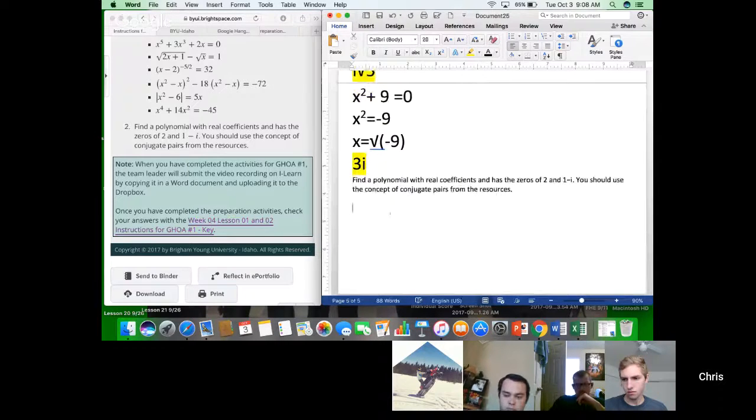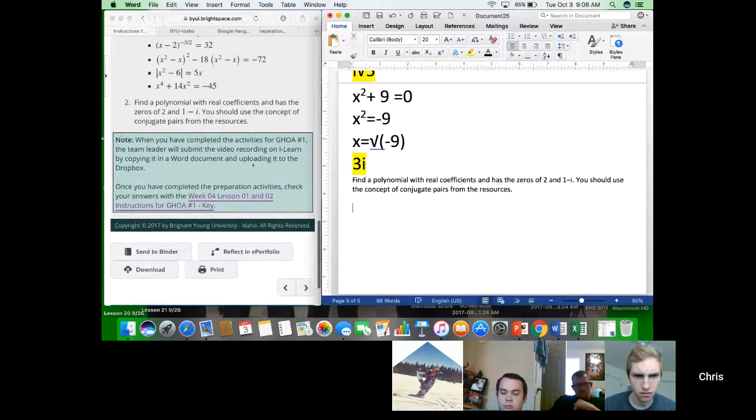Yeah. Last problem. Find a polynomial with real coefficients that has zeros of 2 and 1 minus i. You should use the concept of conjugate pairs from the resources. Yikes. Yep.